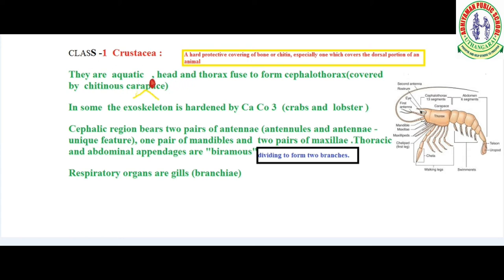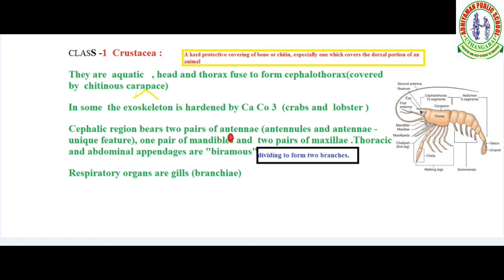The cephalothorax is covered by a chitinous carapace. I told you that it is a hard protective covering, especially covering the dorsal portion of an animal. That is called the carapace. In some, the exoskeleton is hardened by calcium carbonate, as in crab and lobster. What is the exoskeleton? The outer shell becomes very hard by the deposition of calcium carbonate.